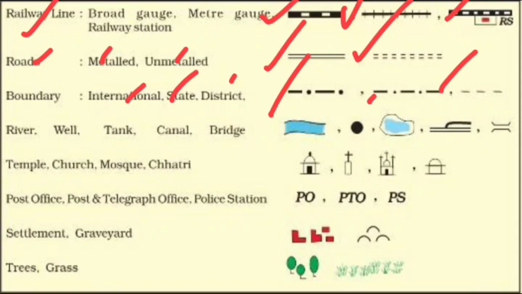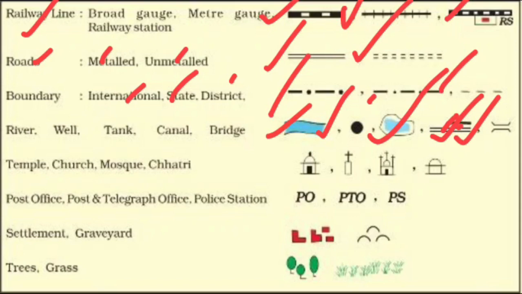We also show river, well, tank, canal and bridge with the use of symbols and with the use of various colors. As we can see, we have used this symbol to show river, this symbol to show well, this symbol to show tank, this symbol to show canal, and the last symbol to show a bridge. We can also show temple, church, mosque and chhatri with the use of symbols. Like this shows the temple, this symbol shows church, this symbol shows the mosque, and the letter PTO, and police station is shown with the letter PS.